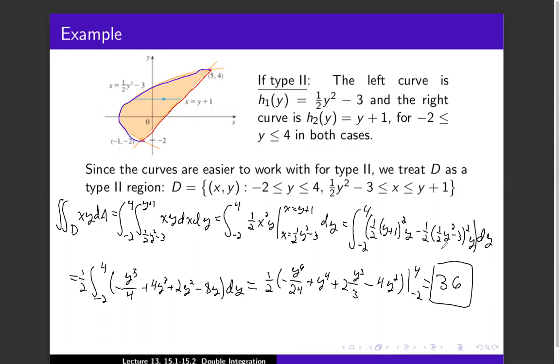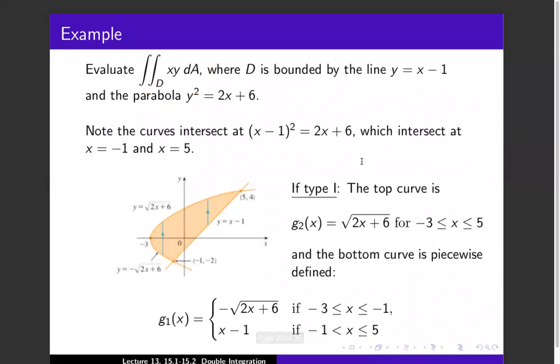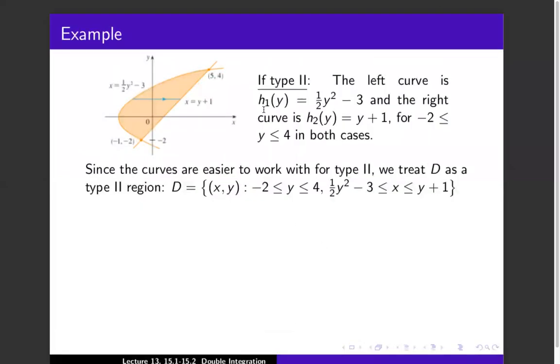Now, can you do this as a type 1? Are you allowed to do so? Yeah, you are. That's possible. But if you look back for a second at our original problem, that's going to mean that your G1 is piecewise defined. You're going to have to do 2 different iterated integrals, and that's going to be a little more work. And you're going to have to deal with some kind of weird square root business. So algebraically and geometrically, the type 2 approach is far superior.